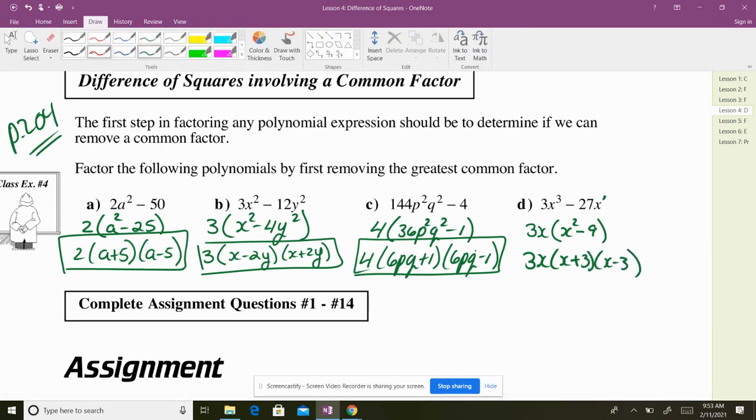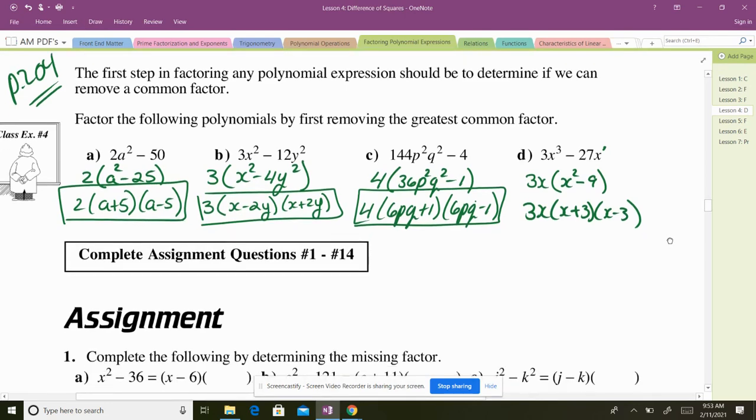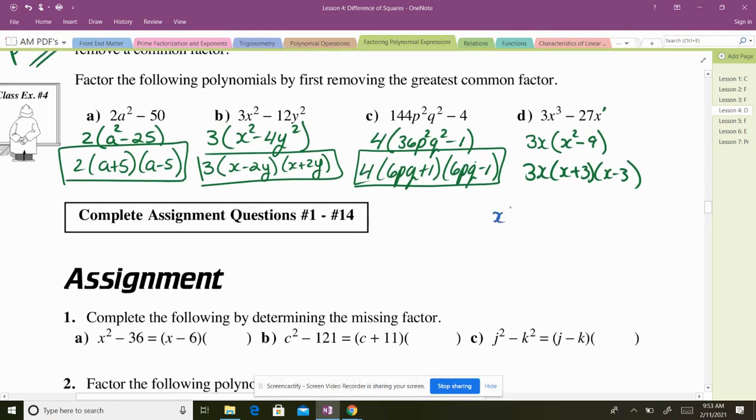All right, what if I gave you something like this? What if I gave you that and I said factor it? Okay. That's right. x squared plus 1, x squared minus 1. Am I done? Why not?